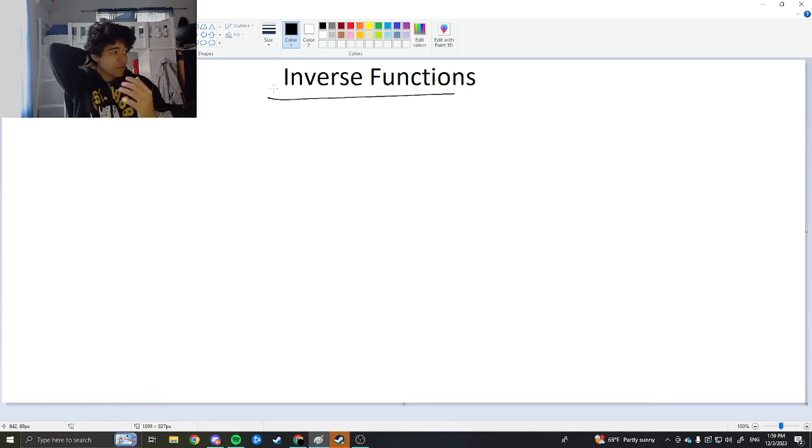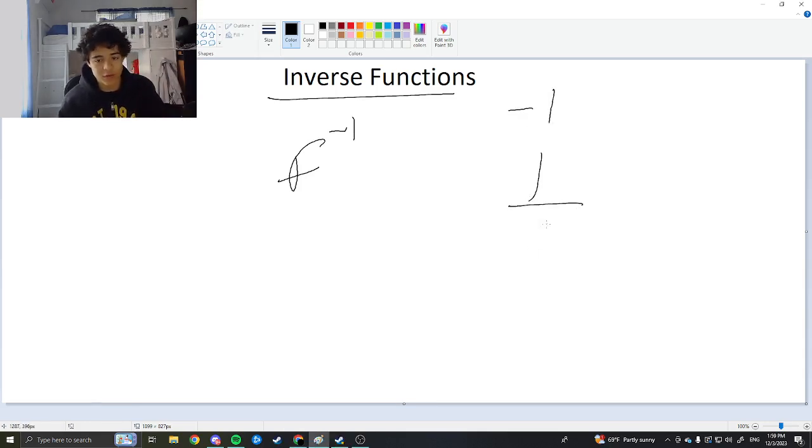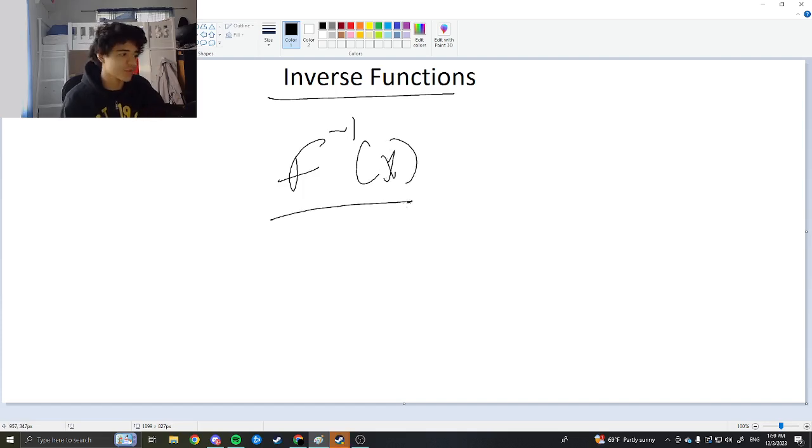To find the derivative of an inverse function, right? An inverse function is written as f to the -1. This is how you write an inverse function. This is new because normally we use -1 as the reciprocal, so if we have x to the -1, we have 1 over x, right? That's not the same thing as f -1 of x. This just means inverse, so you just gotta know that.